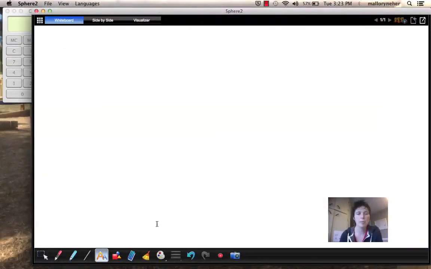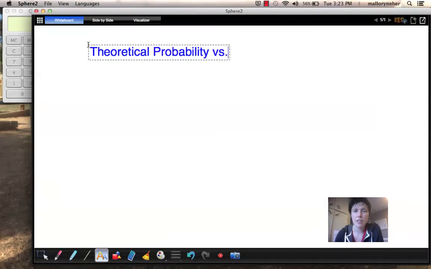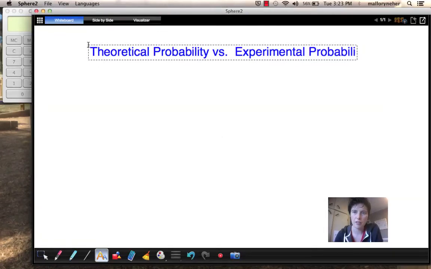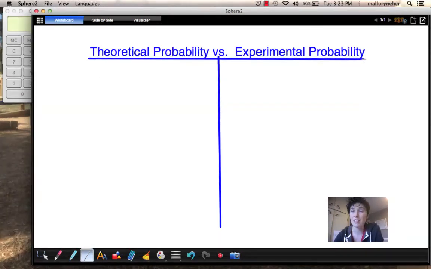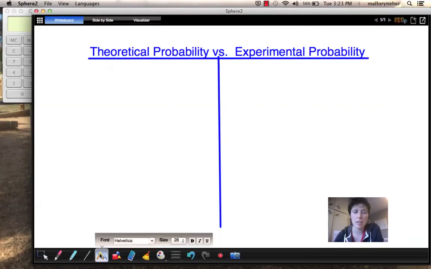So let's do this. For the last little piece of our notes here, let's talk about the difference between what's called a theoretical probability versus something called an experimental probability, because these are two different things. What am I talking about? So I'm going to draw a little line here and a line here. I'm just going to make a little table. I'm going to organize my work a little bit, and we're going to write in a definition.